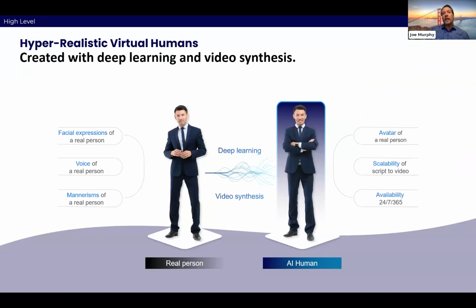So the goal of building a hyper realistic virtual human is to capture the facial expressions of the real person. This includes the way they blink their eyes, the way the corners of their mouth go up as they talk, the way their Adam's apple moves. Everything from the shoulders up is fed into our deep learning process. So when I say facial expressions, it includes all the unique micro moves.